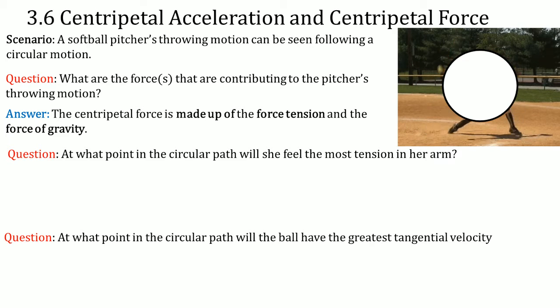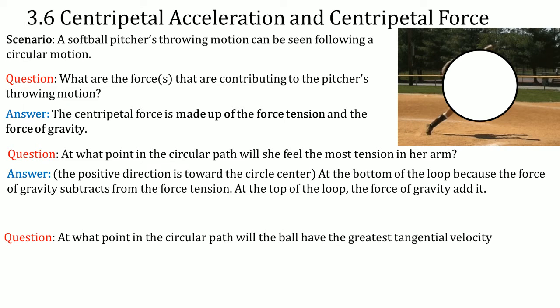And the fact that it goes in a circle, those two forces make up the centripetal force that is causing the object to go in a circular motion. Next question: at what point in that circular path will she feel the most tension in her arm? Essentially, solve for the force of tension.